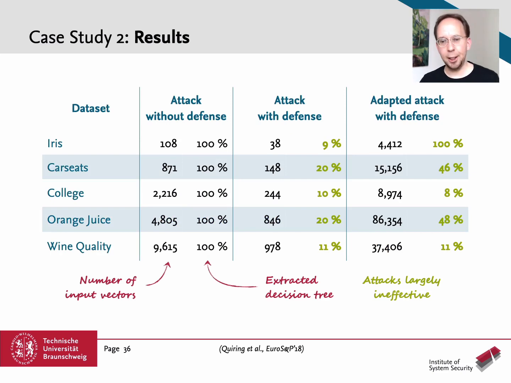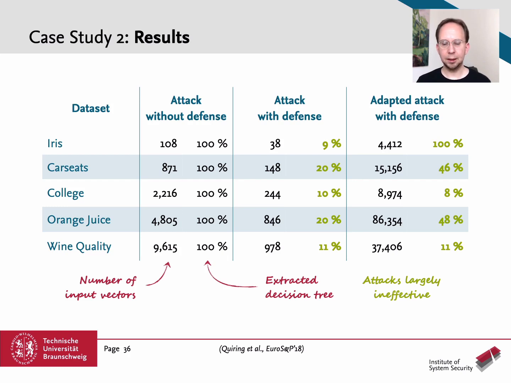And here are the results now in a wonderful table. So let's look at the different columns. In the rows, we have the 5 data sets and the 5 classifiers. The first column shows the attack without defense. And you can see the number of input vectors until you have stolen a model that has this accuracy. You can see here, after about 100 up to 9,000 input vectors, the attack has stolen the model with 100% accuracy. Now, if we apply our defense, the situation changes.